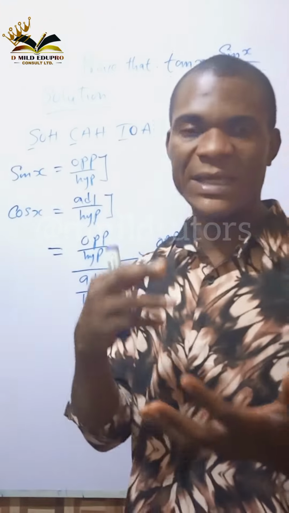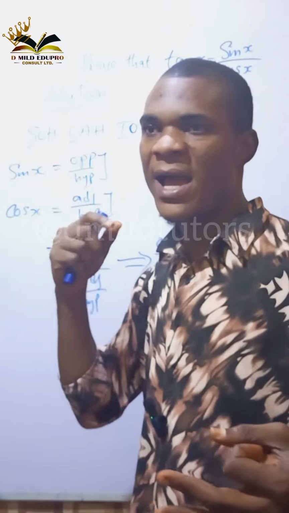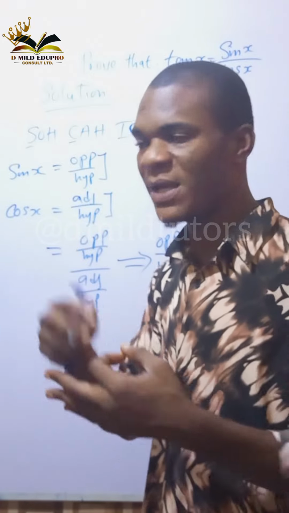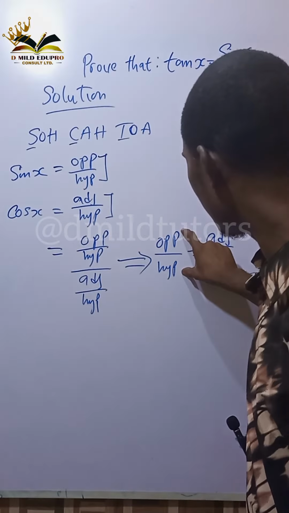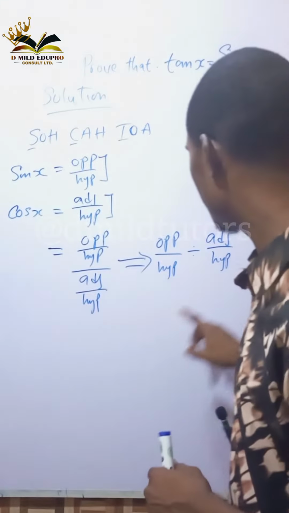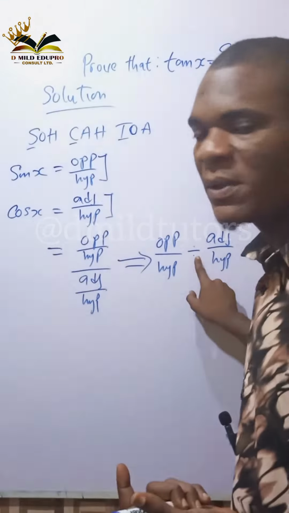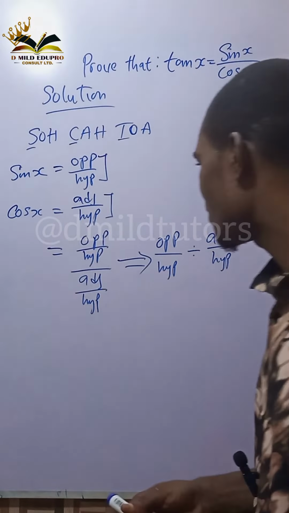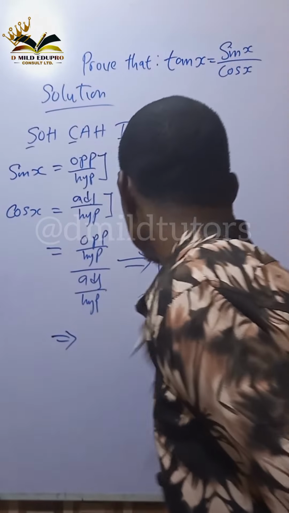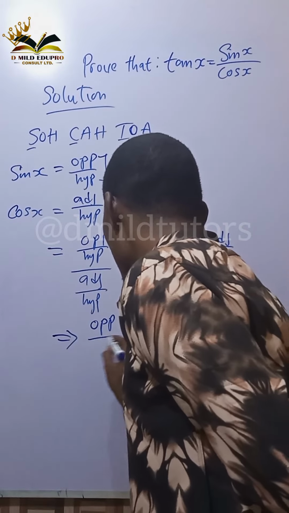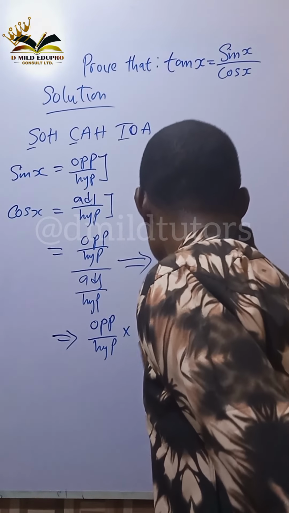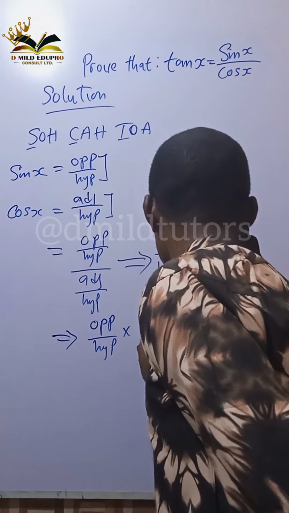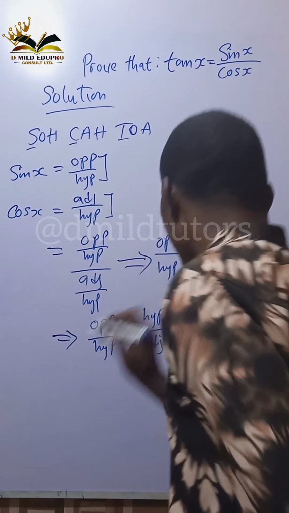Now, you know, according to fractions, whenever you are dividing fractions, there is this law we use, which is what we call the KCF. Keep, change, and flip. KCF. Is that okay? So we keep this first fraction just the same way it is. We change this sign to multiplication and we flip the second fraction. So we are going to have opposite over hypotenuse times hypotenuse over adjacent.